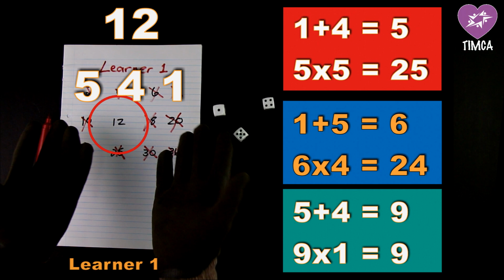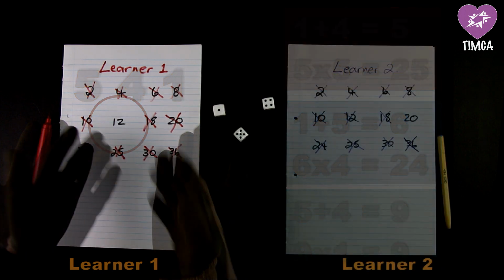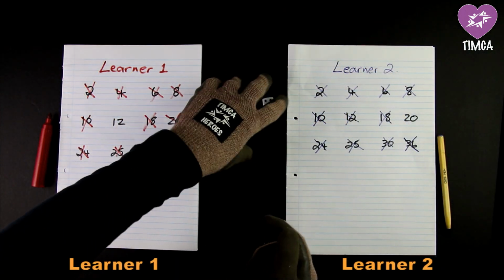The last option is 5 plus 4 equals 9. It could also be 4 plus 5 equals 9, and then 9 times 1 is equal to 9. Therefore, learner 1 cannot cross 12 off on their sheet. Now let's see who can win the game. It is now learner 2's turn.